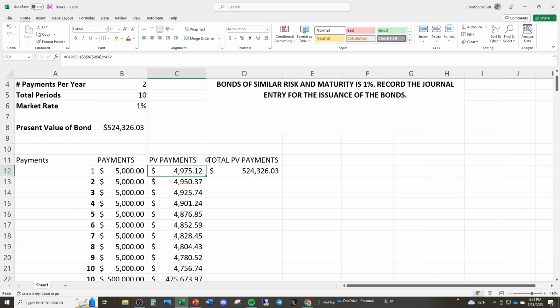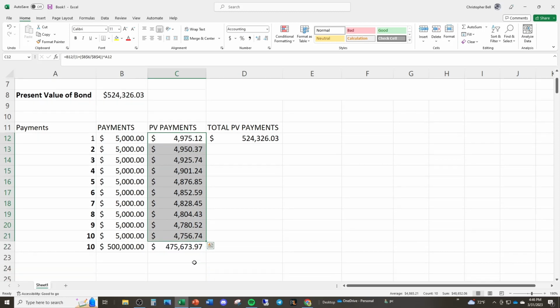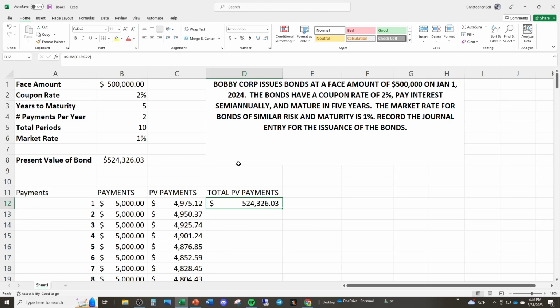So if you go down, we can see that the actual present value of the payment is going down. Why? Because as time goes on, $1 in the future is worth less than $1 now because of opportunity cost, inflation, etc. But if we add up the present value of all the payments, well, lordy, it equals the present value of the bond, which is the answer to the problem. So this is a premium bond. So let's go ahead and record the journal entry.